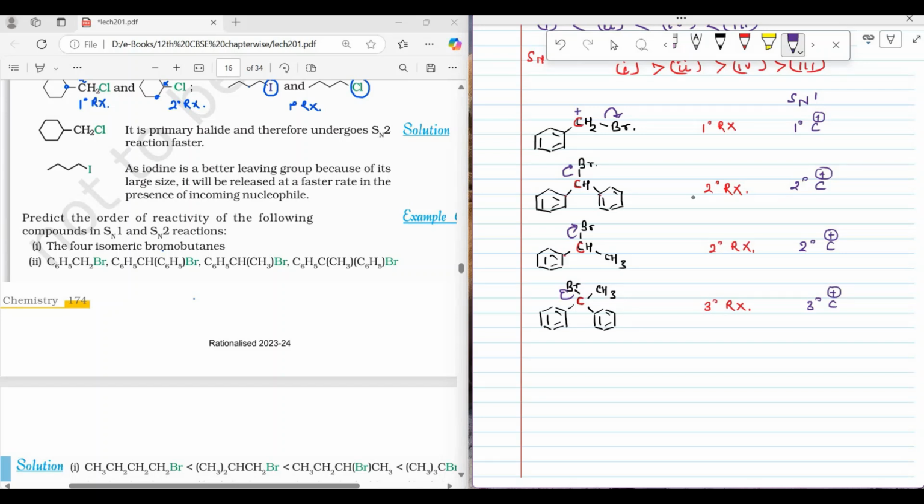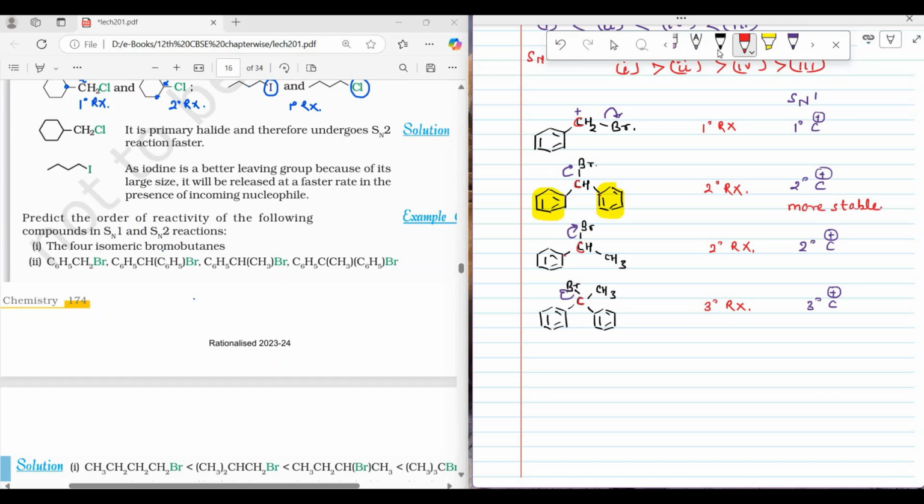Here we get two secondary carbocations. First of all, identify which one will be more stable. In case of second compound, there are two benzene rings bonded to the formed carbocation. So because of the resonance or plus R effect of these two benzene rings, this carbocation will be more stable as compared to the other secondary carbocation. So this will be more stable than the secondary carbocation formed by the third molecule.